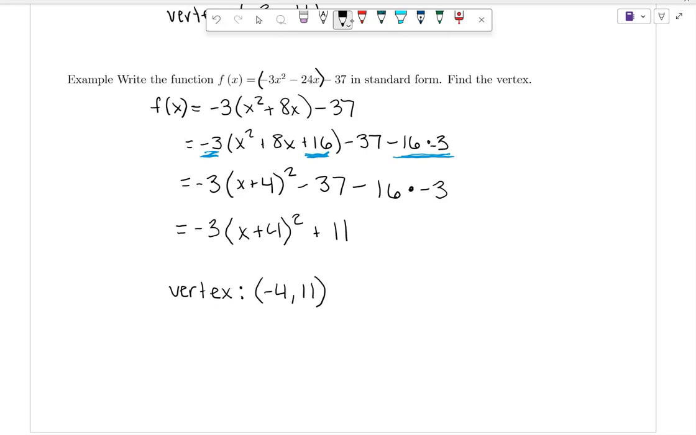So when you have a graph, what's your domain? What values? The x values. Yep, your domain is your x values. Your range is your y values. All right.